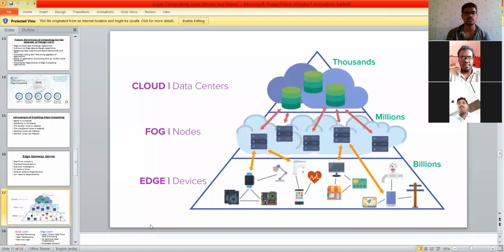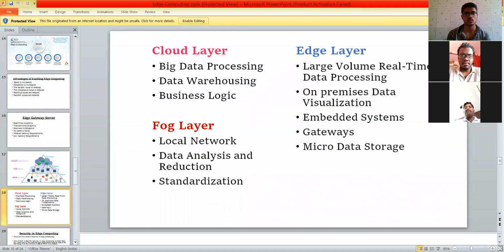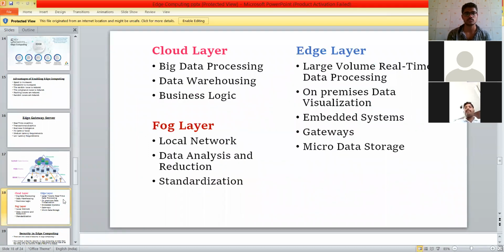From here onwards, I'm going to take it up. So here, if you see that in this triangle-shaped environment, we can see edge devices, fog nodes, and cloud data centers. These are interlinked with each other, so this could work better. The next slide is cloud layer, edge layer, fog layer. So first we are going to see about the edge layer.